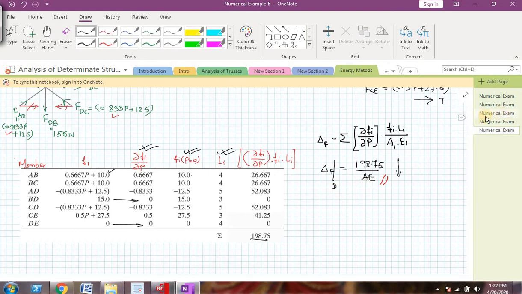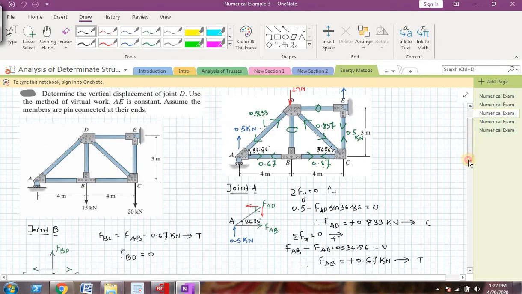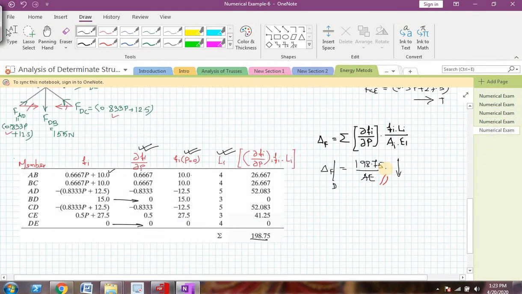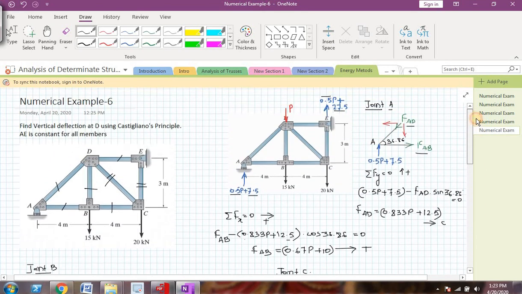Let me just go to the problem wherein I solved the same problem using the virtual work principle. This was that problem where we solved using the virtual work principle, and we got the same answer of 198.75 divided by E. And here also I'm getting the same thing, 198.75 divided by E in terms of meters, and the deflection is downwards. So friends, this is how we can apply Castigliano's theorem to find the deflection at a point in a truss. We'll see some more examples in the next video. Till then, thank you. Bye.